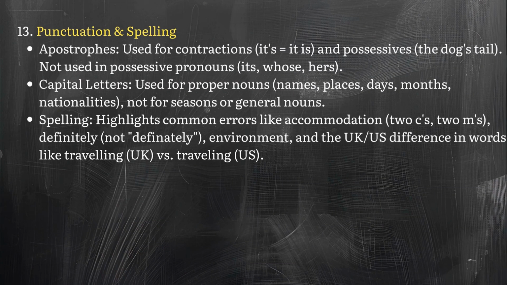Punctuation is crucial for clear writing. An apostrophe is used for contractions, like it's, for it is, and to show possession, as in the student's book. However, possessive pronouns like its, hers, and whose do not have an apostrophe. Capital letters are used for proper nouns like names, places, and days of the week, but not for seasons or general nouns. Spelling words like accommodation, definitely, and environment correctly is also essential.